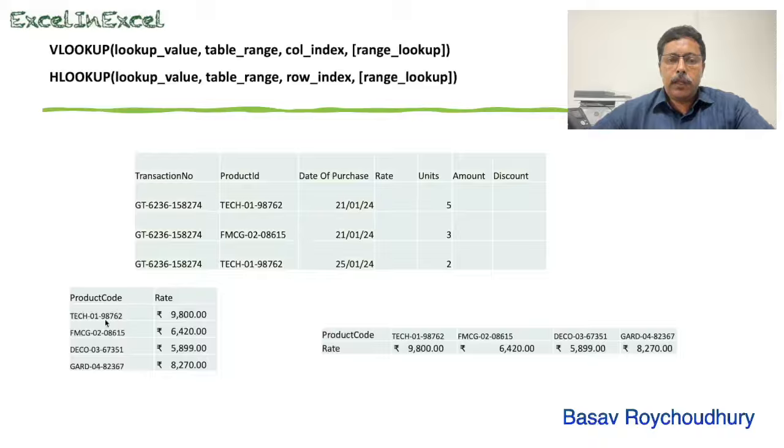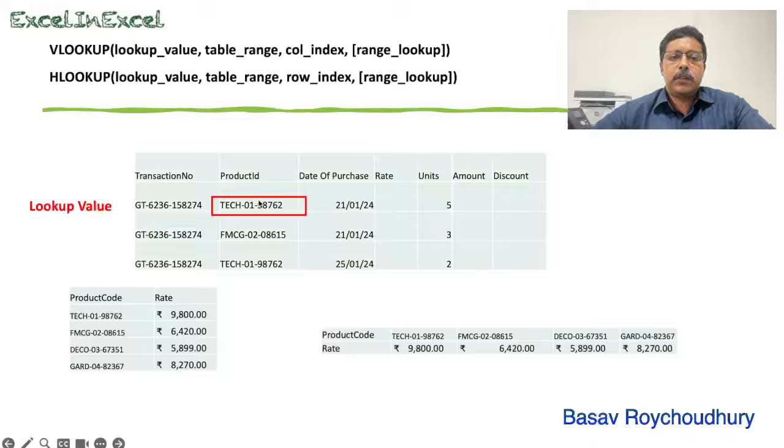In this table, we have to search for this TEC 98762, and once we find that, we'll know that the rate is 9800. Then we can put this 9800 here, and then we can figure out what is the corresponding amount, right? Now that is the Vlookup. Why is it Vlookup? Let's understand.